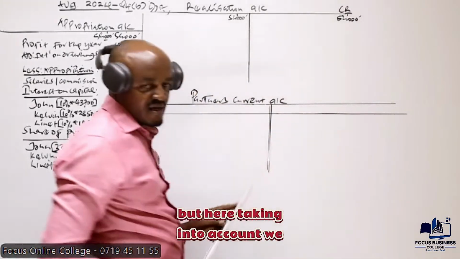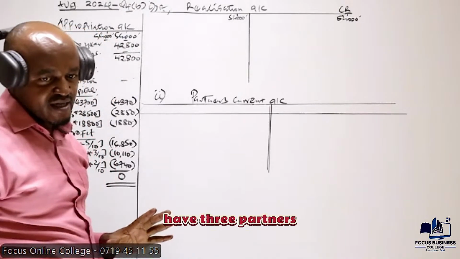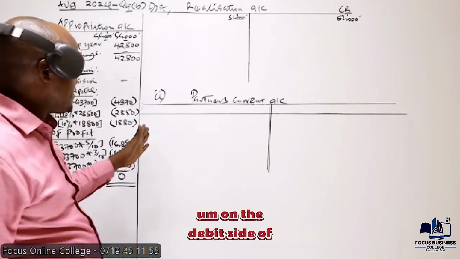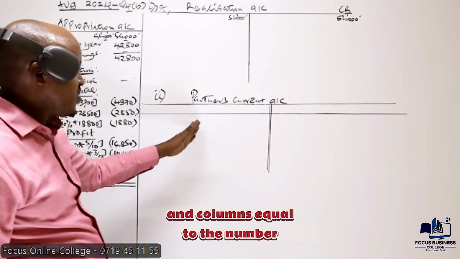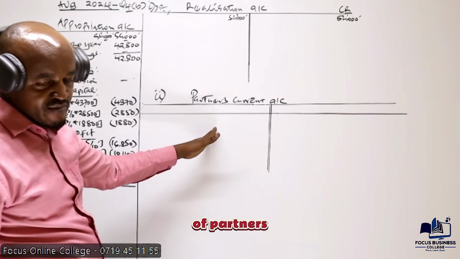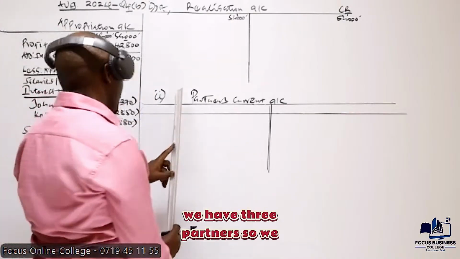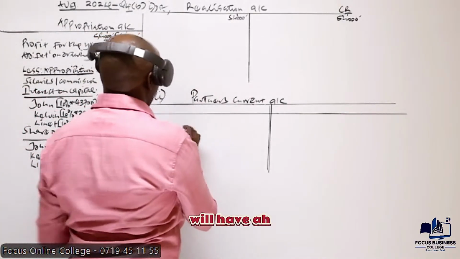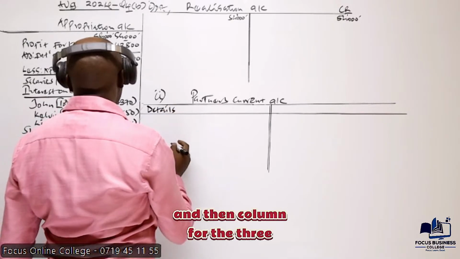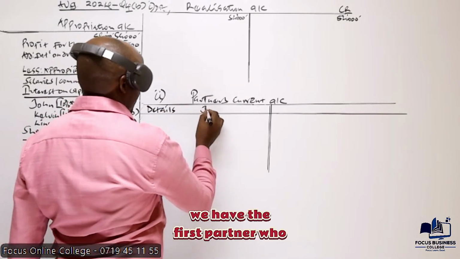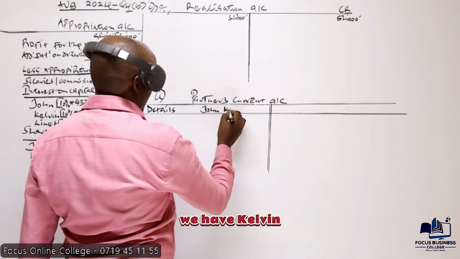But here, taking into account, we have 3 partners. On the debit side of this account, we have the details column and columns equal to the number of partners. How many partners do we have? We have 3 partners. So we will have the details column here, and then a column for each of the 3 partners. We have the first partner, who is John. We have Kelvin.